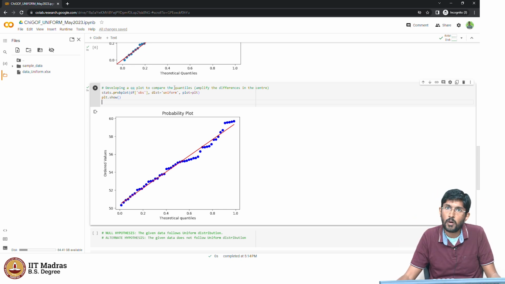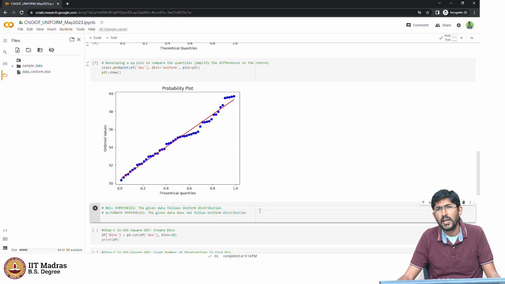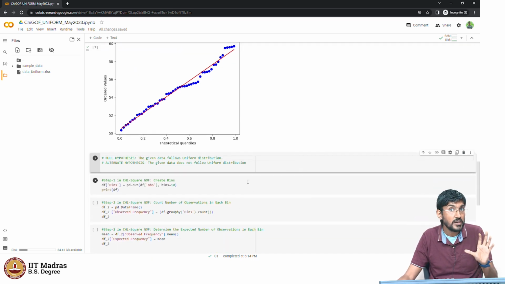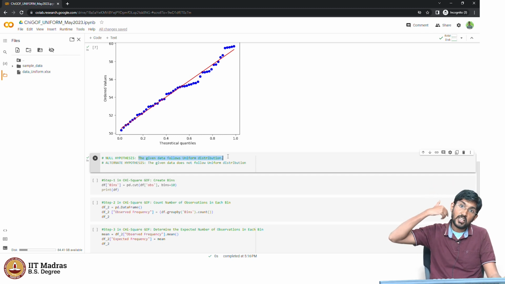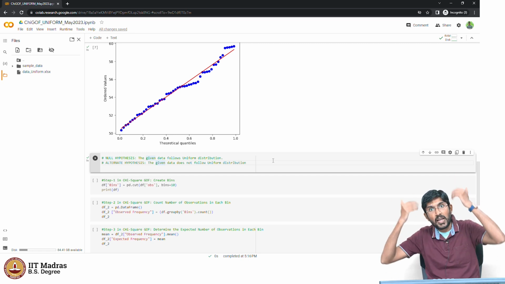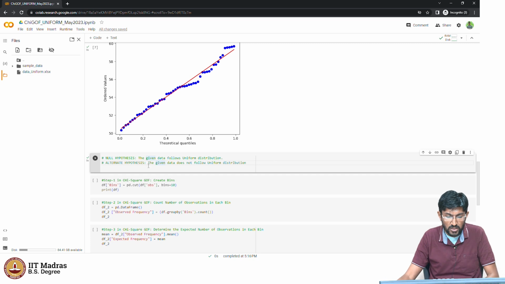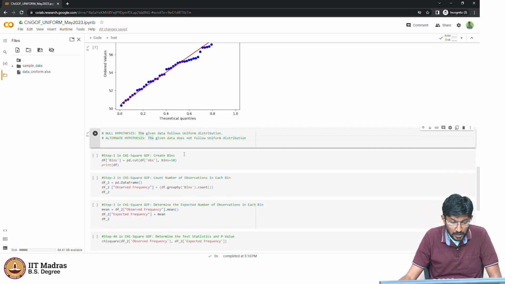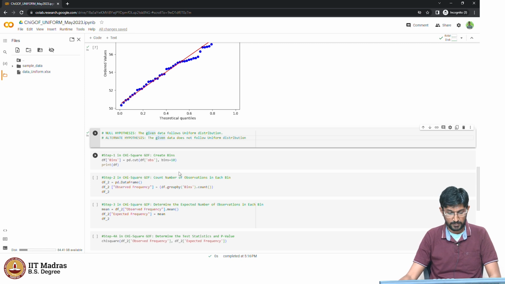For that, we would start performing the chi-squared goodness of fit test. And just a recap, in my previous video I didn't tell you what the null and the alternative hypotheses are. So here we see that the null hypothesis for the chi-squared goodness of fit test is that the given data follows a uniform distribution, that is, the population follows a uniform distribution. And the alternative is that the given data does not follow a uniform distribution, which means the original parent distribution is non-uniform in nature. So this is the null and the alternative for us.